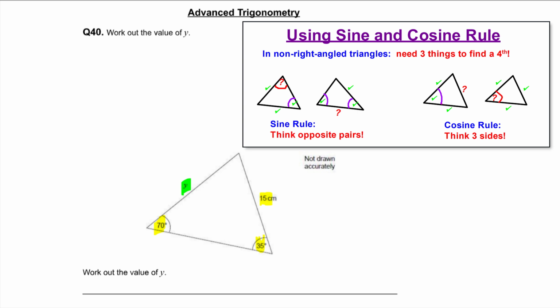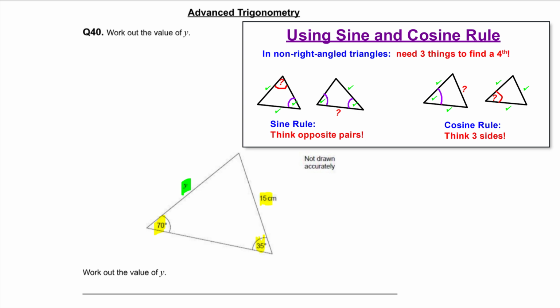Now, what have we got here? Have I got 3 sides or have I got opposite pairs? Well, I've only got 1 side and I want to find the other side, so immediately I'm thinking this is not the cosine rule, because if it was the cosine rule, I would know this number here. There'd be a number here and I'd be able to then go on and find y. It isn't, so it's not going to be the cosine rule.